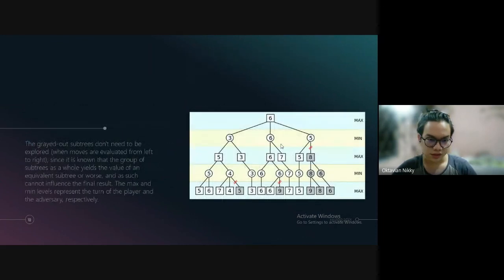Next slide. And this is an example of alpha beta pruning, in which the grayed-out subtrees don't need to be explored when moves are evaluated from left to right, since it is known that the group of subtrees as a whole yields the value of an equivalent subtree or worse, and as such cannot influence the final result. The max and min levels represent the turns of the player and the adversary, respectively.